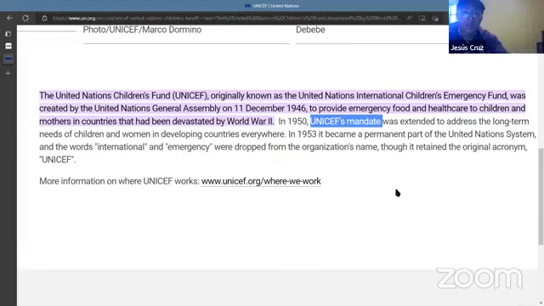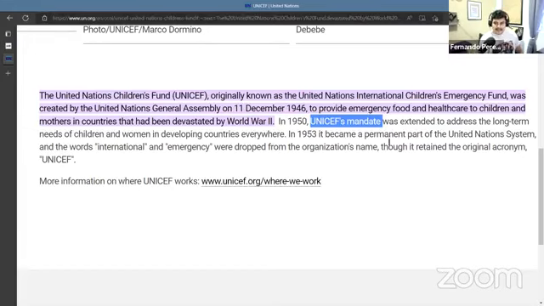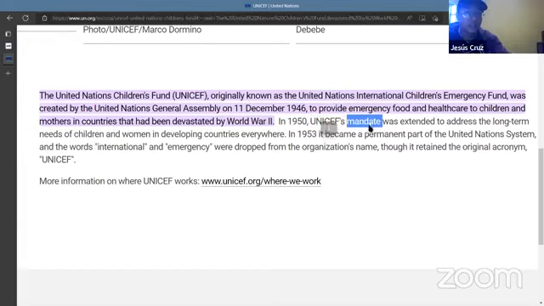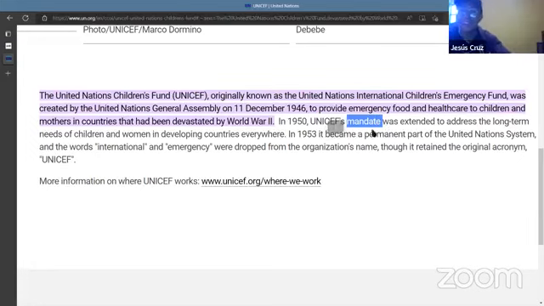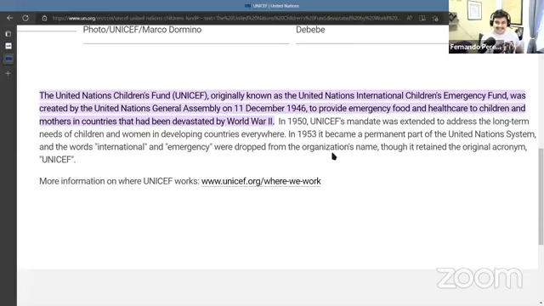La abreviación de la UNICEF. Mandate. What is mandate? Ajá. La abreviatura de la UNICEF. What is mandate? I don't know. Mandato. Oh, okay. Exactly. Mandato. There's no abbreviation, no.